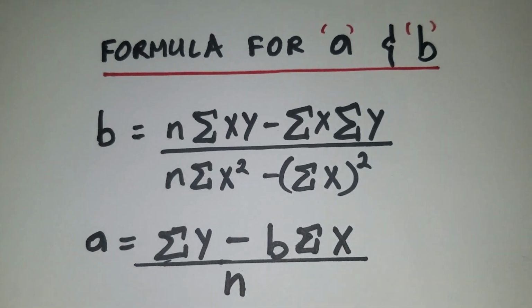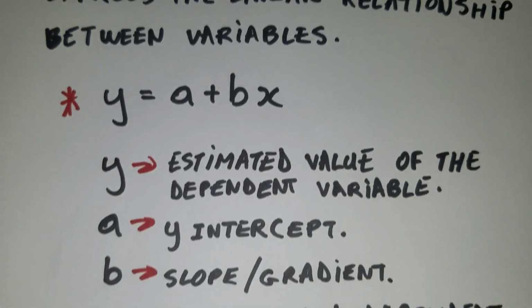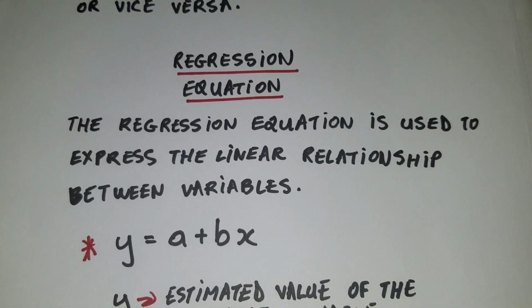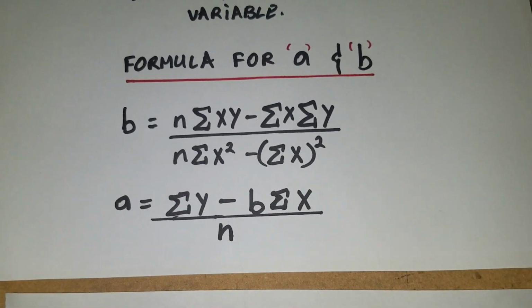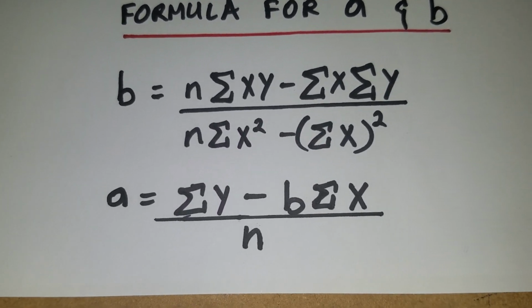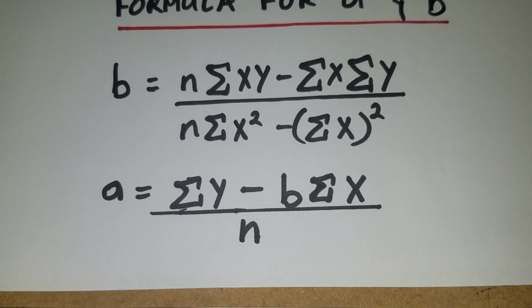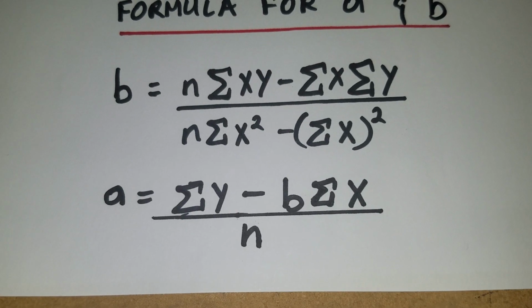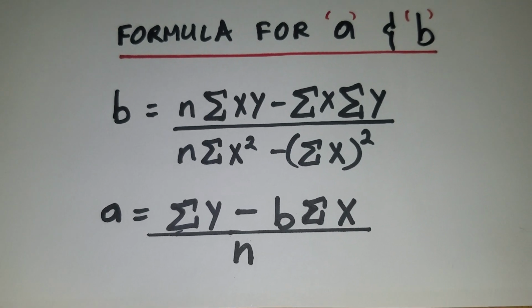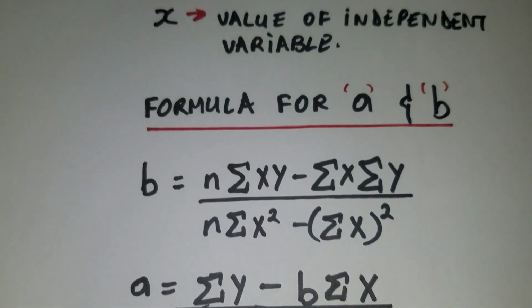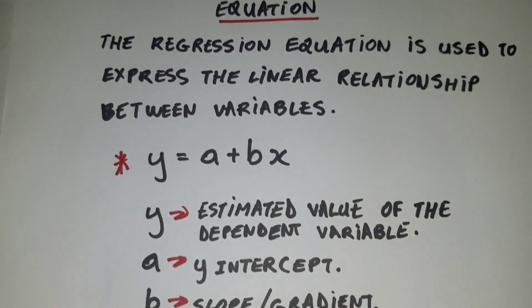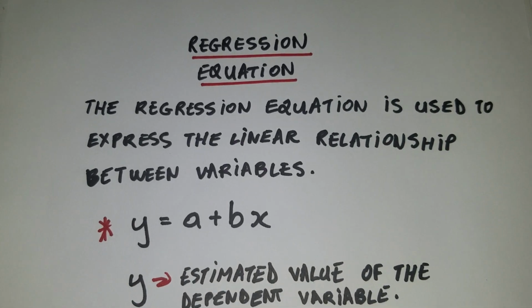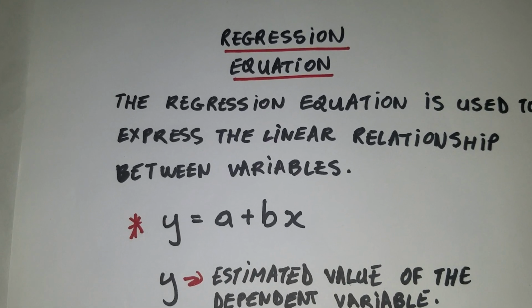And in summary, the regression equation is used to estimate one variable when we have another. And we can use these two equations to find the slope and the y-intercept respectively. So that would be it for introduction to regression and the regression equation. Now we're going to move on to an example in the next video.